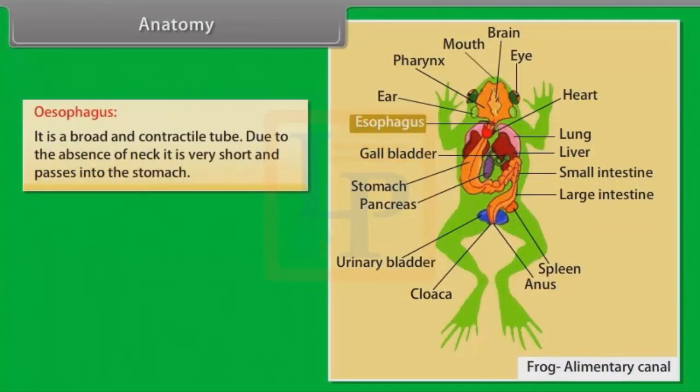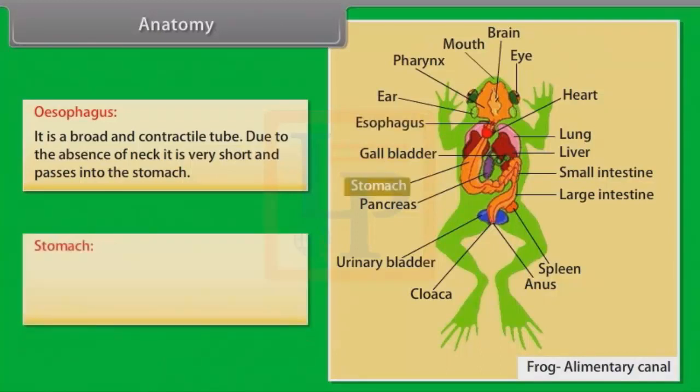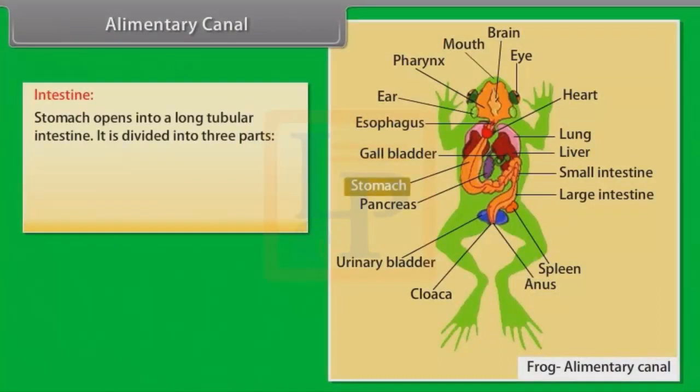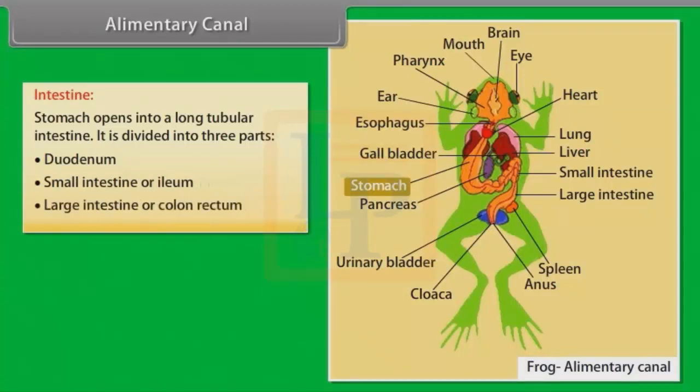Oesophagus. It is a broad and contractile tube. Due to the absence of neck, it is very short and passes into the stomach. Stomach. Situated on the left side in the body cavity. The stomach is the widest part of the alimentary canal, about 2 inches long. Alimentary canal. Intestine. Stomach opens into a long tubular intestine. It is divided into 3 parts: duodenum, small intestine or ileum, and large intestine or colon rectum.